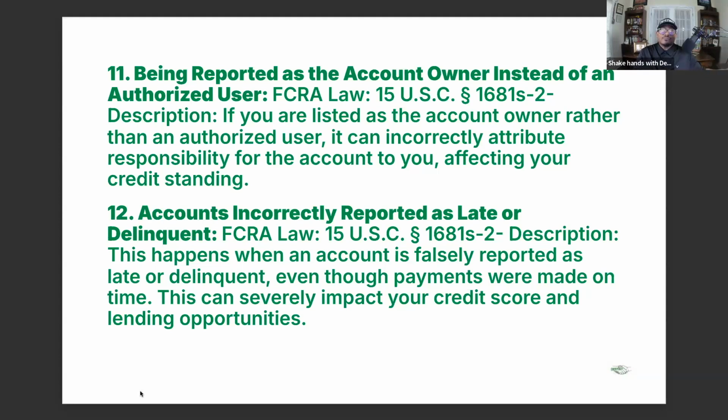Accounts incorrectly reporting as late or delinquent. This happens when an account is falsely reported as late or delinquent, even though payments were made on time. This can definitely severely impact your credit score. Now, let me explain something. Many times when you look at your credit report, it will be inconsistent when the late payment was. So the late payment many times can go 30 days, 60 days, 90 days, then you make a payment. But what you can have is all of a sudden it's zero payments late, and then all of a sudden it's 60 days late.